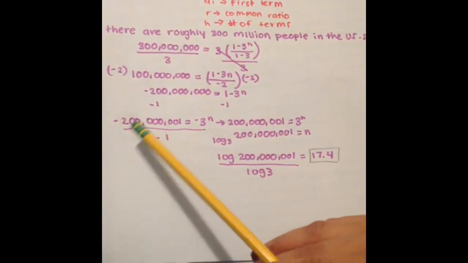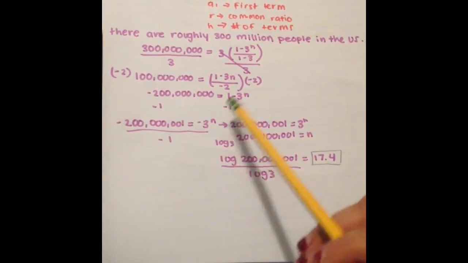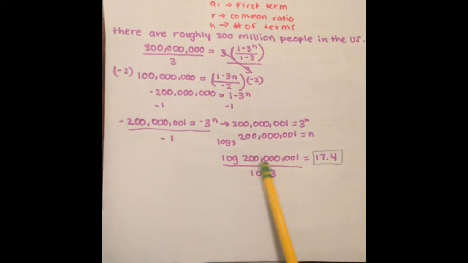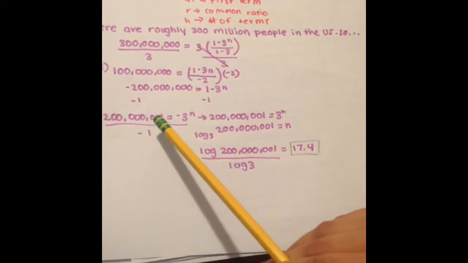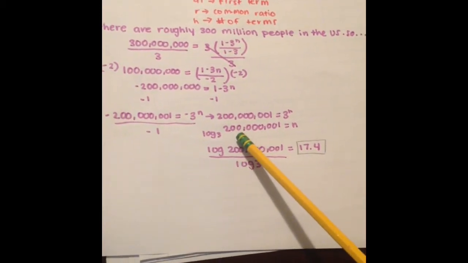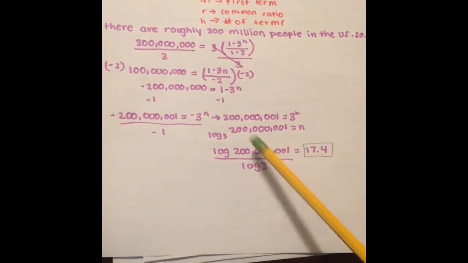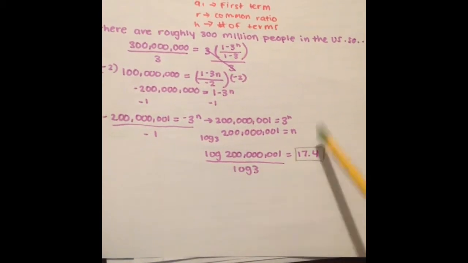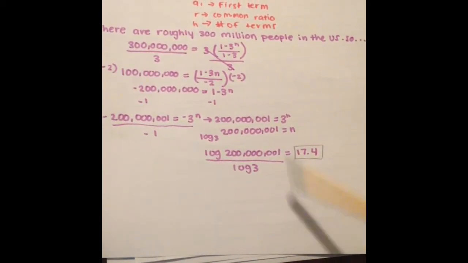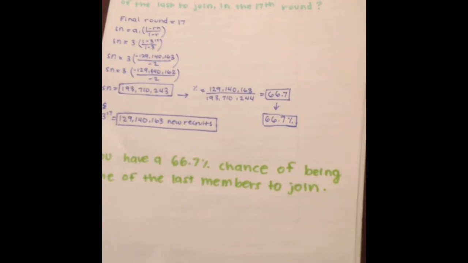We get negative million and 1 equals negative 3n, equals 200 million, 1 equals 3n, I guess. And then we can do the log base 3 to figure this out more precisely. Once done and divided by log 3, we get 17.4, which means it just takes over 17 rounds. Ta-da!